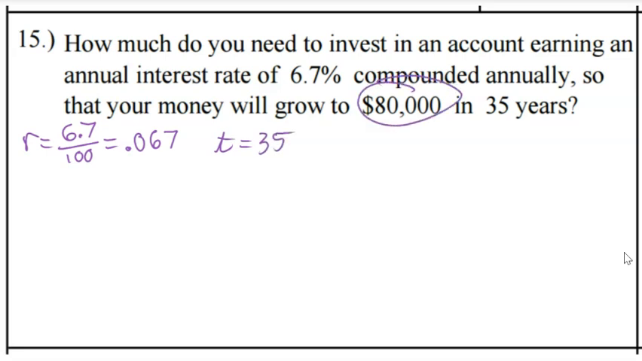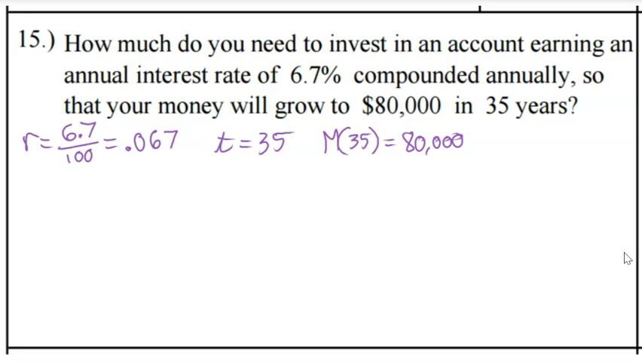And it sounds like this 80,000 is the ending value, the amount of money after 35 years. So we would say M of t, but t is 35. So M of 35 is 80,000. Or we can just say the ending value is 80,000.